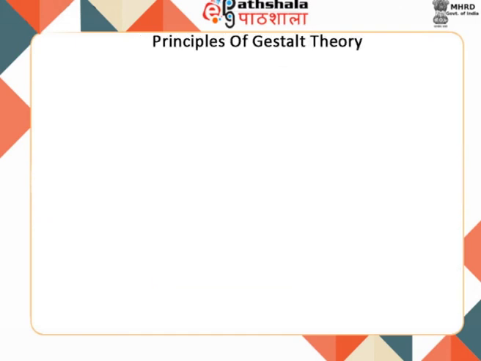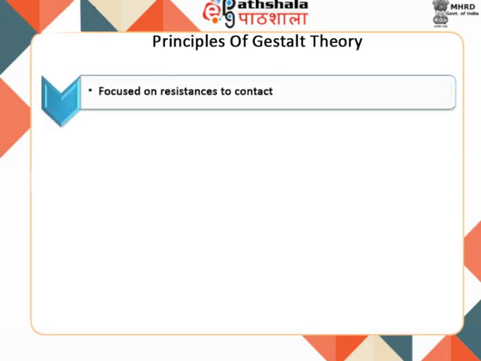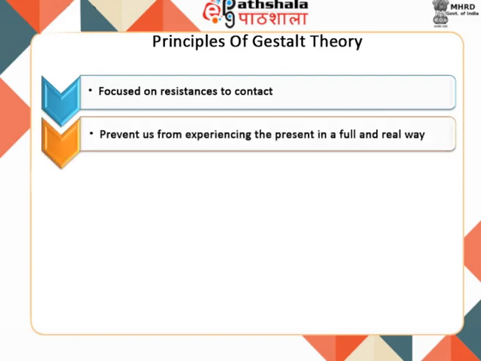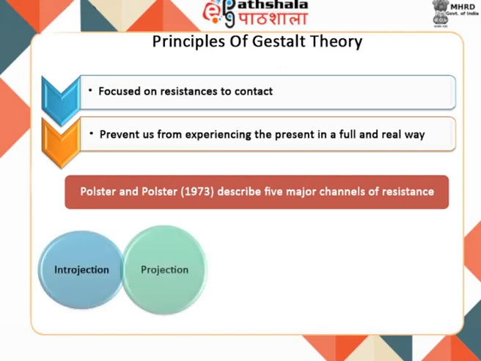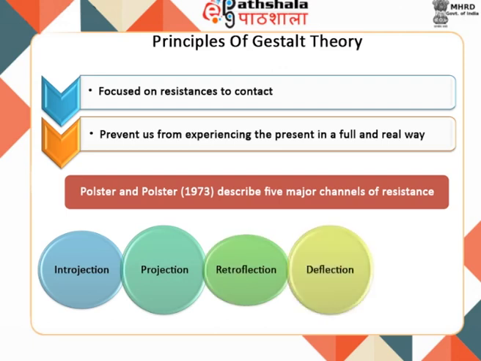The Gestalt counselor also focused on resistances to contact, which are defenses we develop to prevent us from experiencing the present in a full and real way. Polster and Polster describe five major channels of resistance that are challenged in Gestalt counseling. First, introjection; second, projection; third, retroflexion; fourth, deflection; and fifth, confluence.